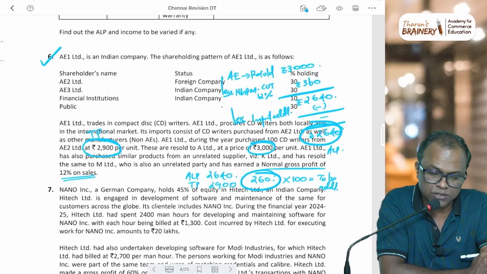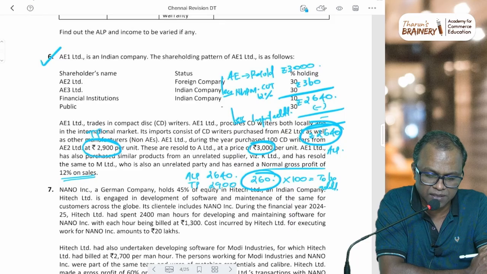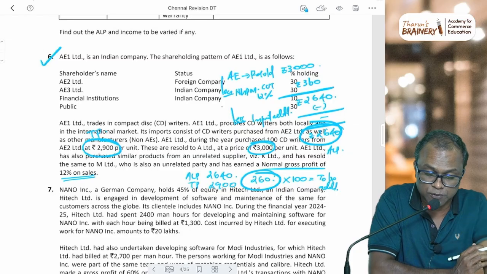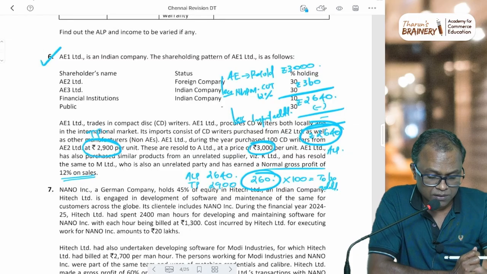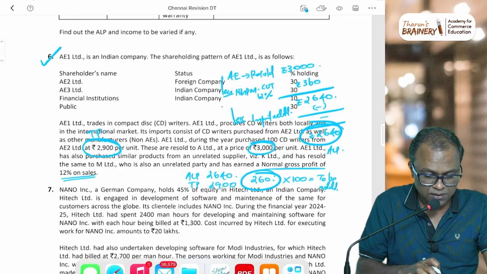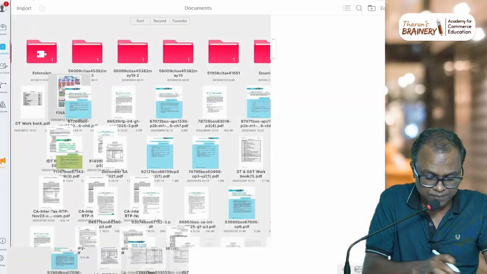So they never touched two methods: one is the resale price method and another one is the profit split method. So they never asked. That means it is a possibility also. Next time they may ask, for the first time, a question from the resale price method, or they may ask a question from the profit split method. Okay, so now we can move to the third method. The third method is the cost plus profit method.